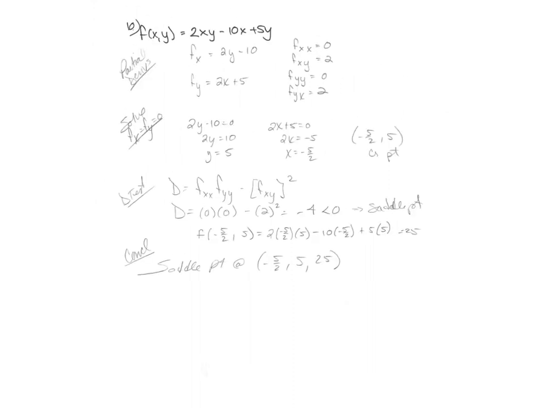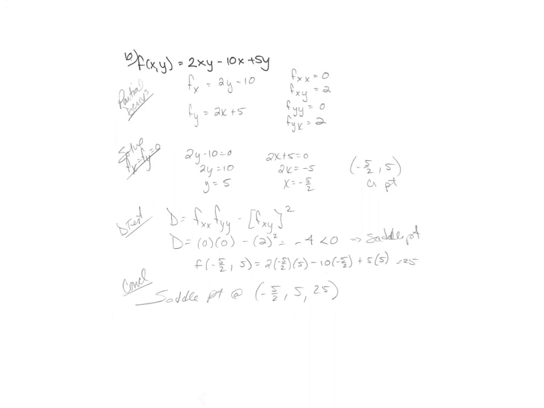One last problem. For this one, you have the same thing, 4 steps: 1, 2, 3, 4. Partial derivatives, solve the system. Again, you just get those points. Here's the D test. It's less than 0, so it's a saddle point, and you're done.